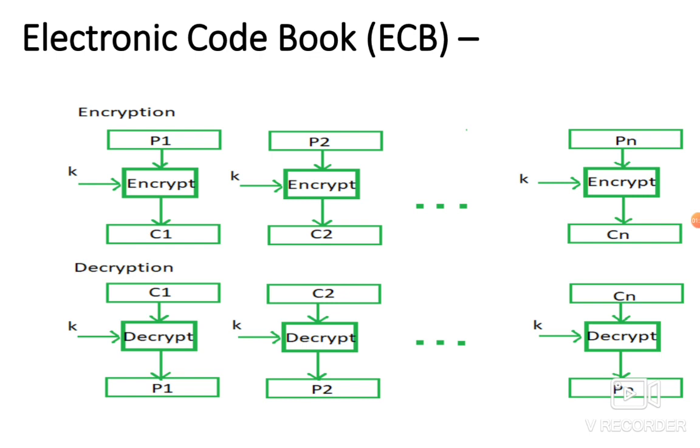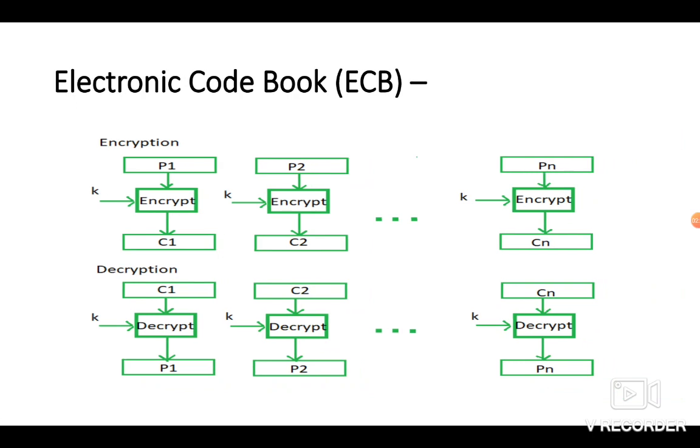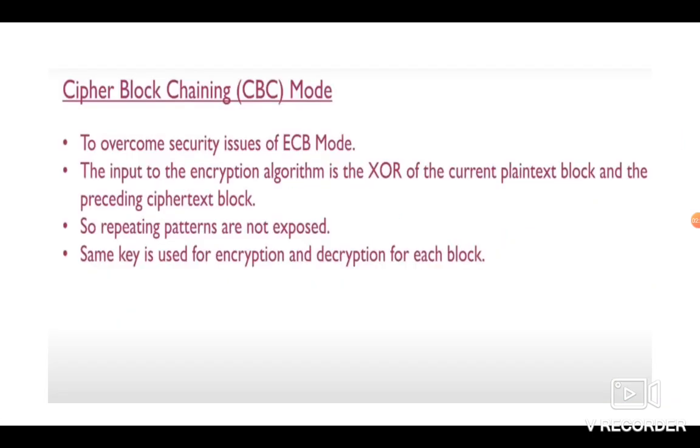The plain text is divided into number of blocks, P1, P2, up to Pn are the plain text blocks, and each block contains fixed length and it is encrypted with the help of the key K, and the ciphertext block is obtained. At the receiver end, the same procedure is applied. That is, every ciphertext block is decrypted using the same key to produce the plain text block. What is the drawback of this method? It can produce repeating patterns.